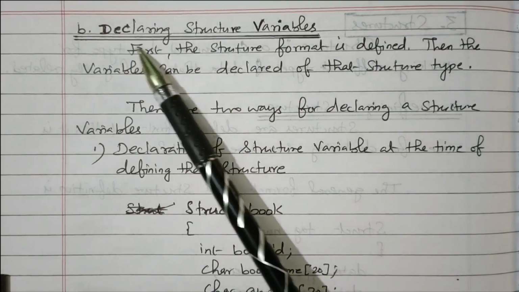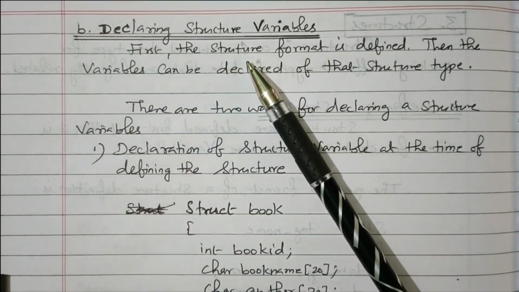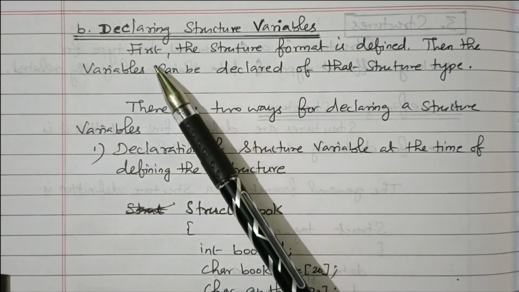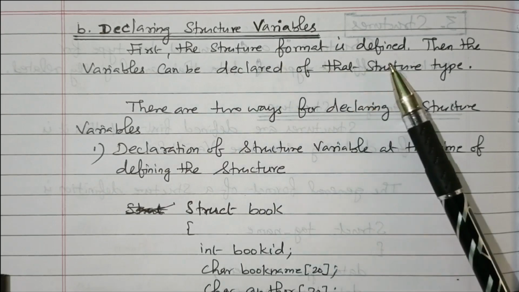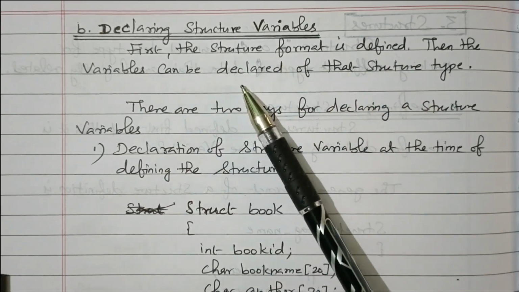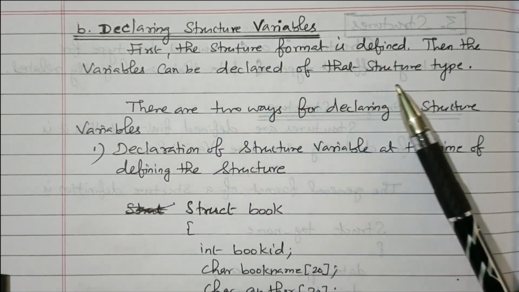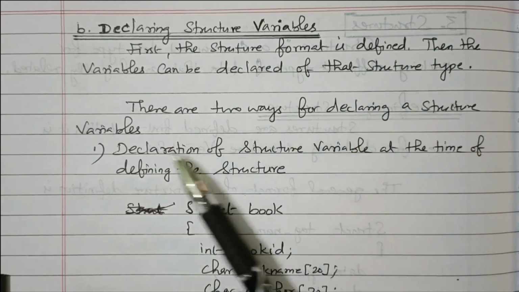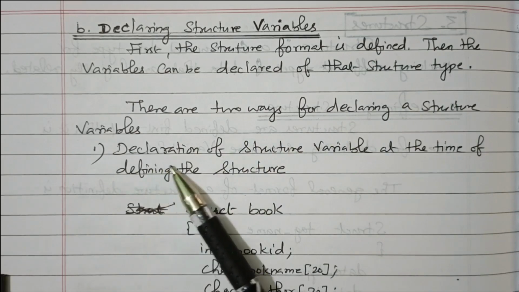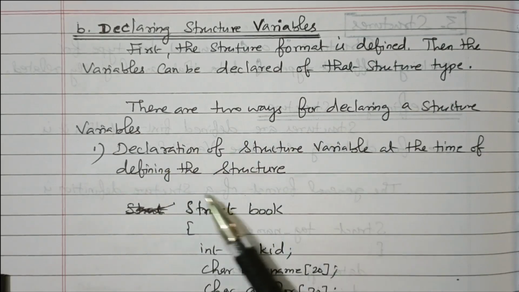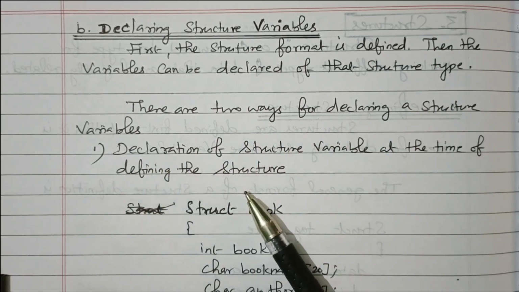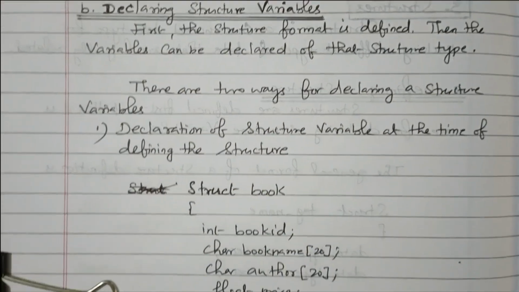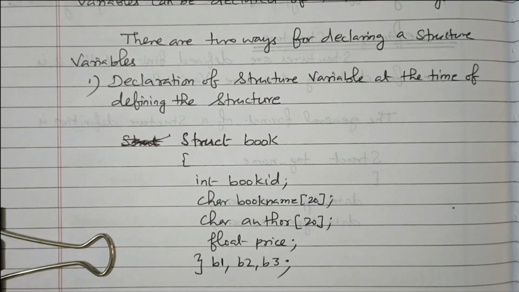Now we'll see declaring structure variables. After definition, we need to create the structure variables. First, the structure format is defined. Then the variables can be declared of that structure type. There are two ways for declaring a structure variable. The first is declaration of the structure variable at the time of defining the structure itself. During the definition itself, we can declare the variable. That is the first method.